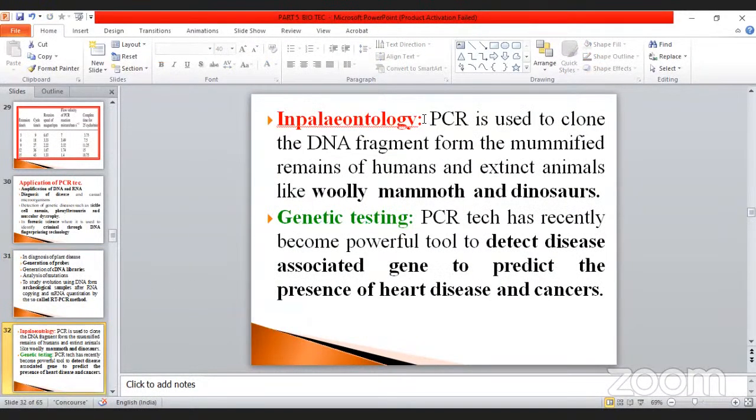In paleontology, what is the meaning of paleontology? Already you know it very well. Okay, PCR is used to clone a DNA fragment from the mummified remains of humans and extinct animals like woolly mammoths and also dinosaurs. Paleontology is the science that deals with the study of fossils. The woolly mammoths and also dinosaurs are now completely eradicated from the world, or globe, whatever it may be. They were all buried under the soil due to natural disasters.